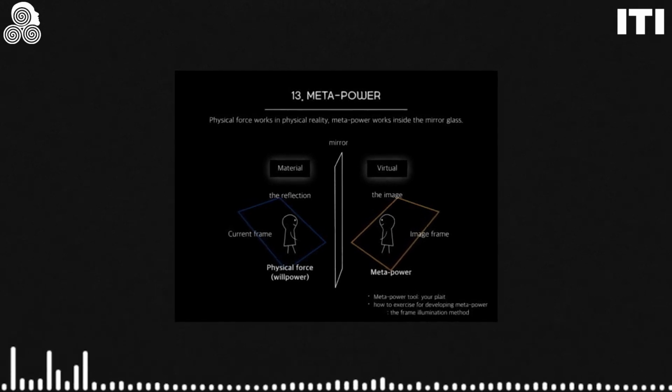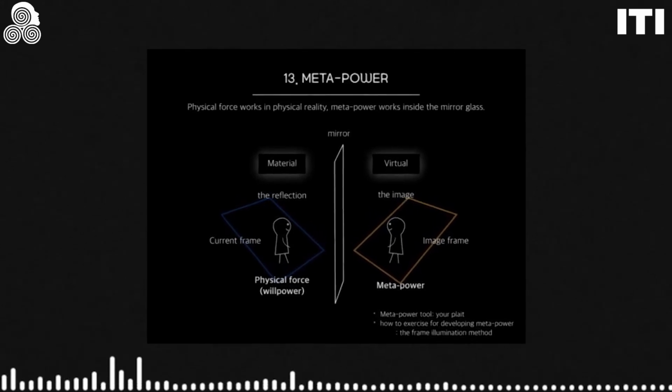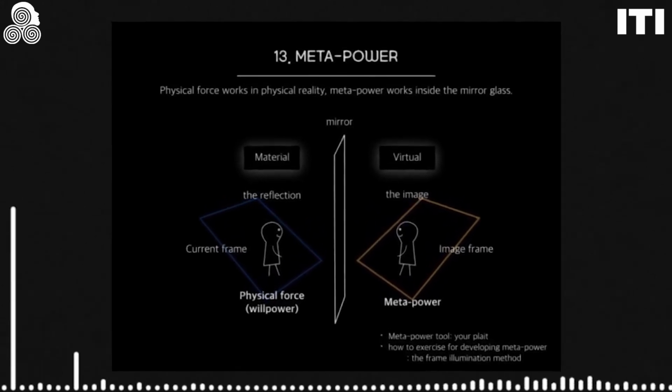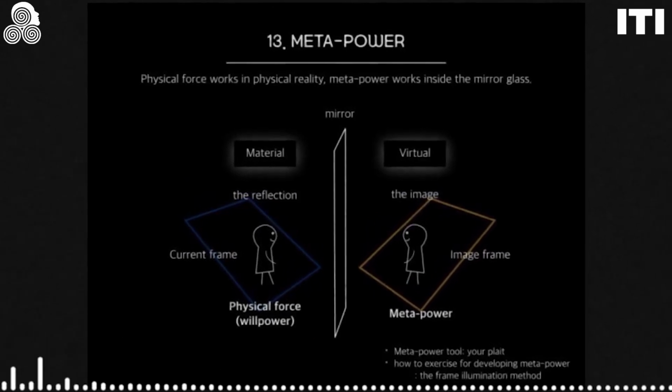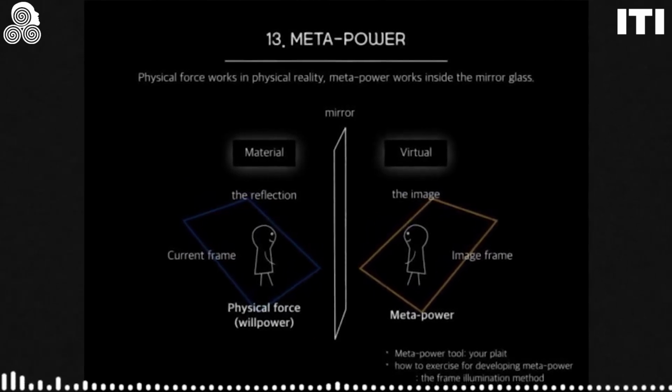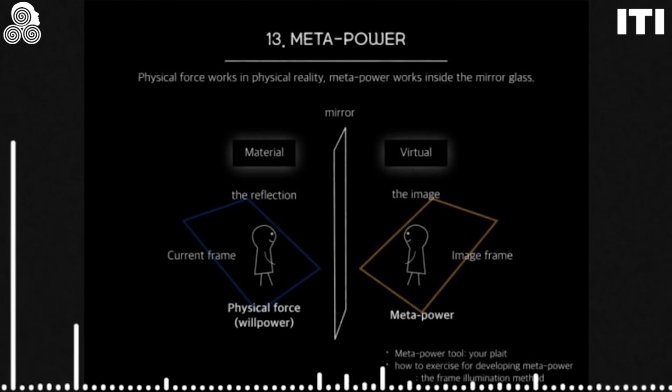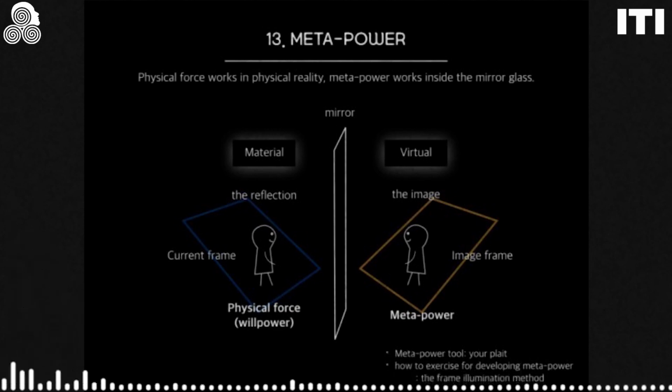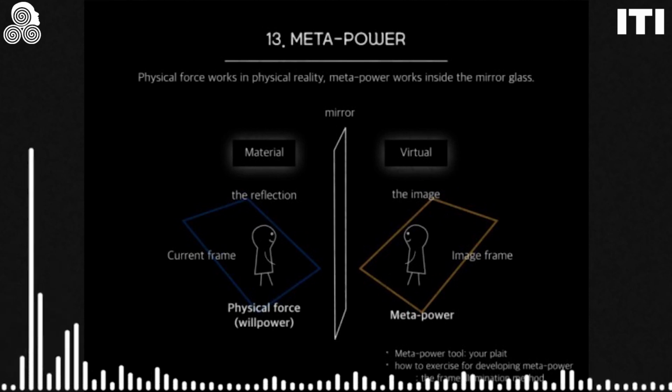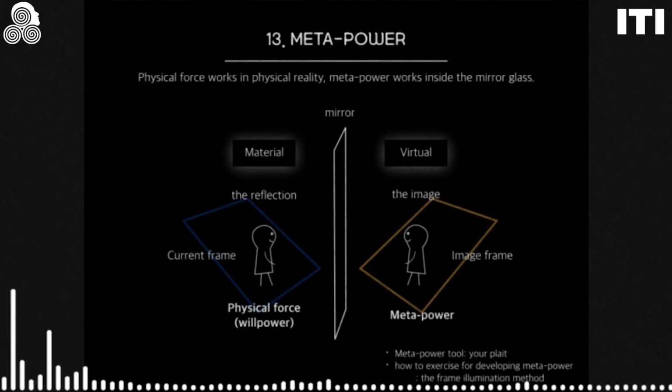So I'm actually learning quite a bit in just looking at a visual representation of something in a different direction than where my mind has gone with these concepts, if that makes sense. And what I'm seeing here is really the difference between taking action in the material world versus taking action in the virtual world. And at the top here, she says, physical force works in physical reality. Meta power works inside the mirror glass.